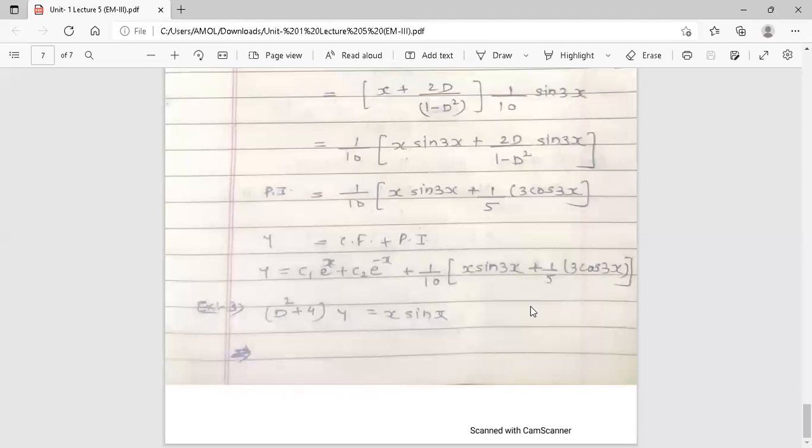In the next lecture we are going to discuss the method of variation of parameters, used to find the particular integral. This is the third method to find the particular integral.